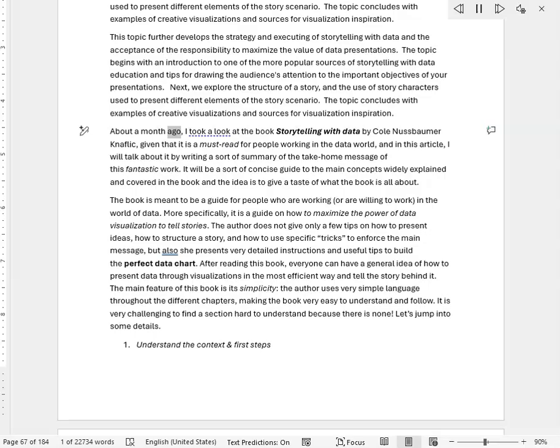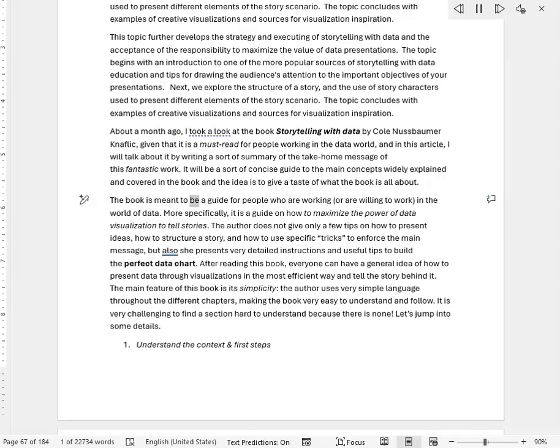About a month ago, I took a look at the book Storytelling with Data by Cole Nussbaumer-Knaflic, given that it is a must-read for people working in the data world, and in this article, I will talk about it by writing a sort of summary of the take-home message of this fantastic work. It will be a sort of concise guide to the main concepts widely explained and covered in the book, and the idea is to give a taste of what the book is all about.